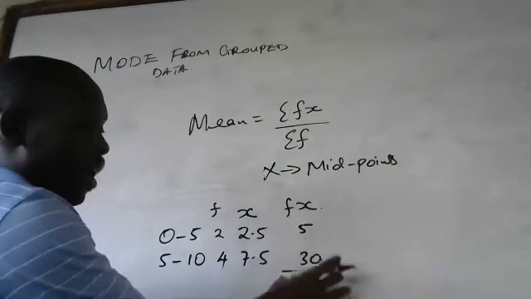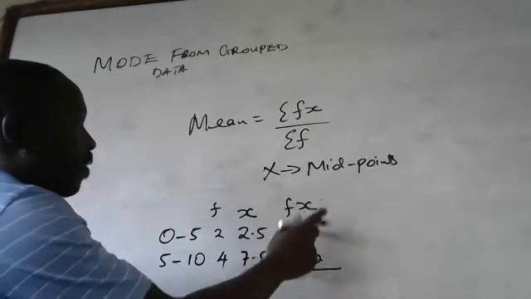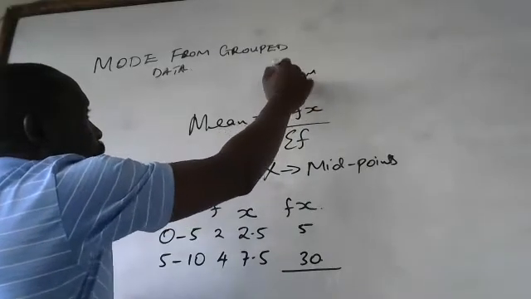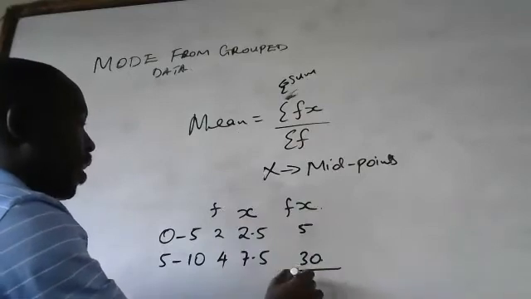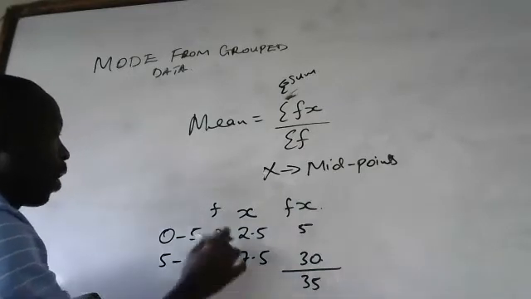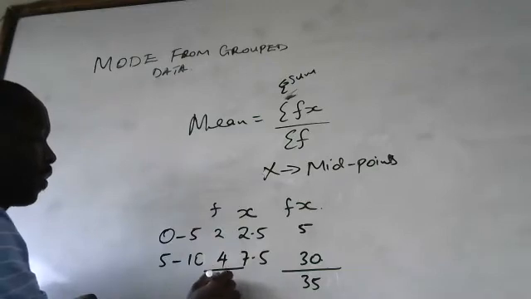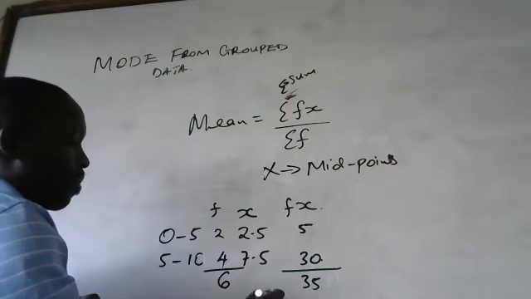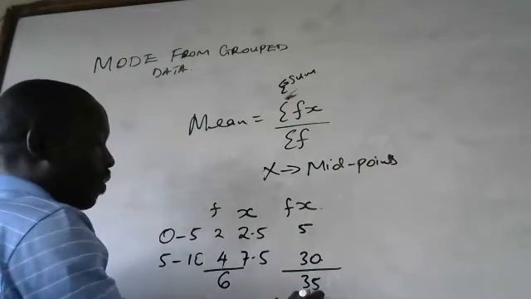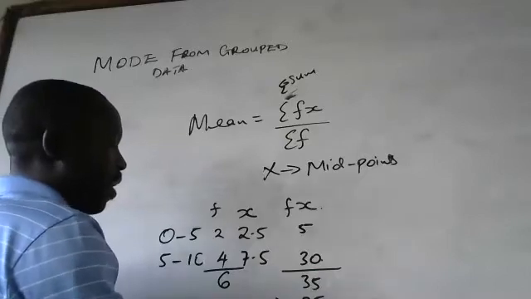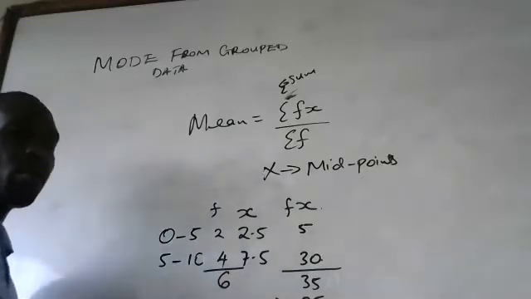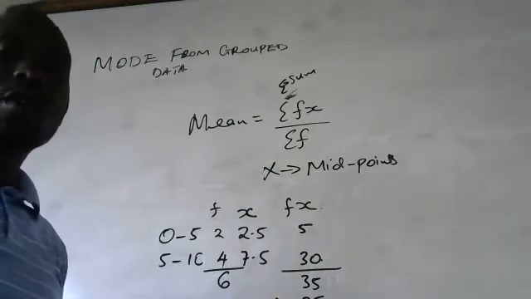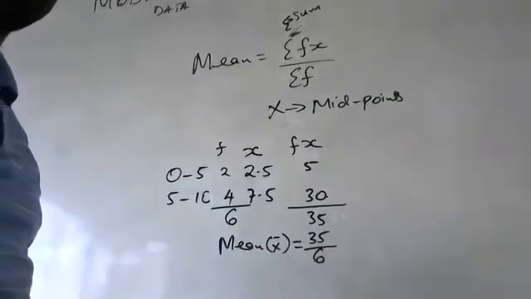Then you add the fx's. By adding the fx's, you get the sum. Remember, we say this means the sum. So you will add this to get the sum of fx to be that 5. You also add the frequencies to have the sum of f as 6. Therefore, the mean, which is given by x bar, will be equal to that 5, which is the sum of fx, divided by 6, which is the sum of f. And that actually will give you the answer comfortably without any struggle.